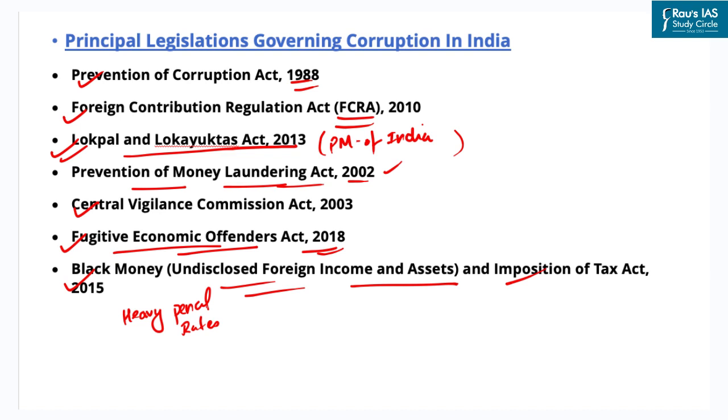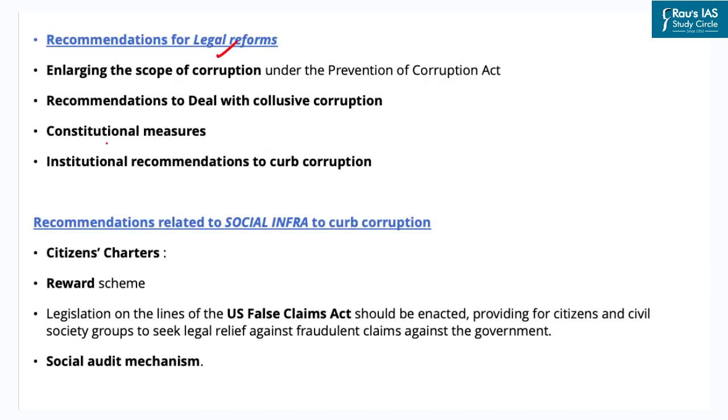At the last, we'll try to understand what way forward has been suggested by the Second Administrative Reforms Commission to counter corruption in India. Now, the Second ARC has made three distinctions. It has suggested reforms related to legal infrastructure, social infrastructure, and has also made some systematic recommendations to tackle corruption in India. The recommendation for legal reforms is related to enlarging the scope of corruption under the Prevention of Corruption Act. Secondly, the Second ARC has recommended to deal with the issue of collusive corruption that is prevalent in India.